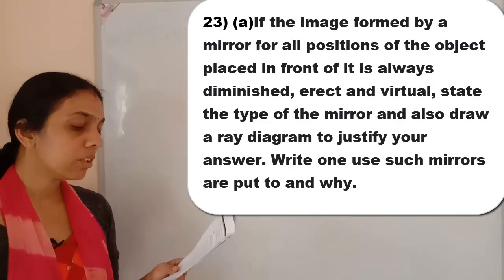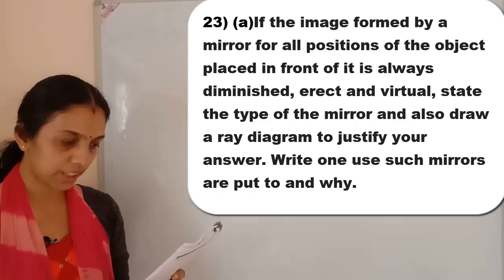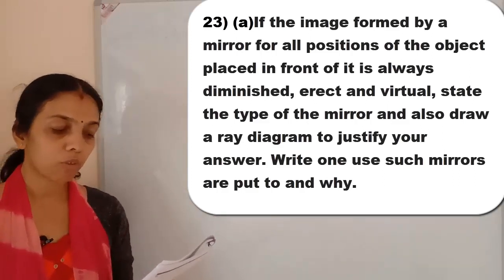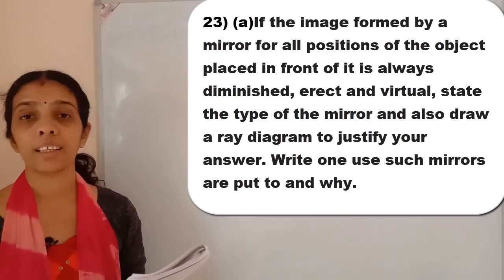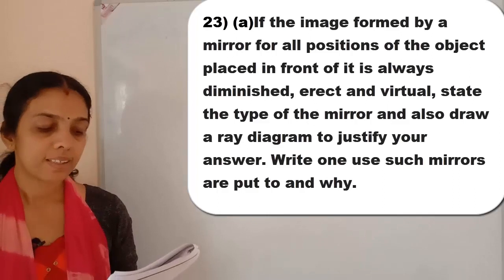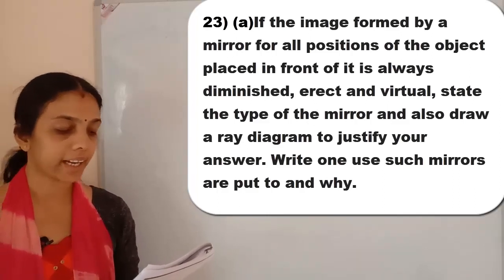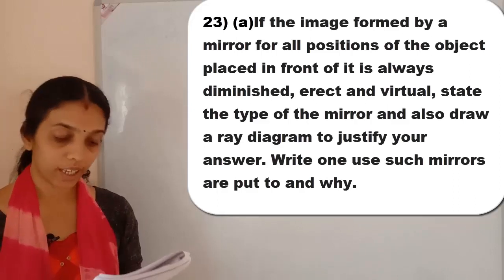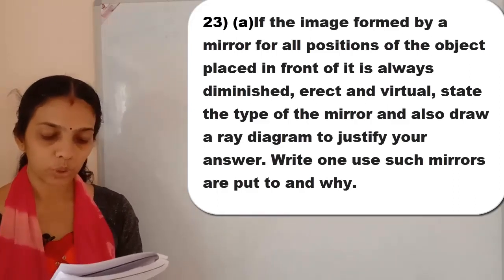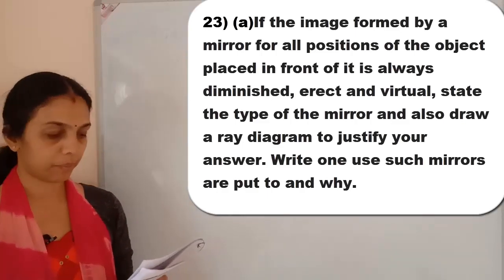If the image formed by a mirror for all positions of the object placed in front of it is always diminished, erect and virtual, state the type of mirror and also draw a ray diagram to justify your answer. Write one use such mirrors are put to and why.